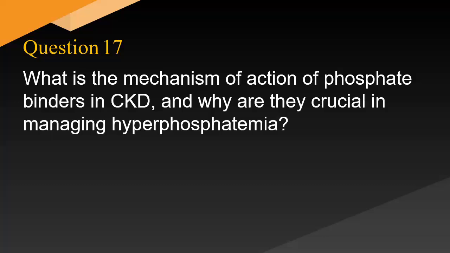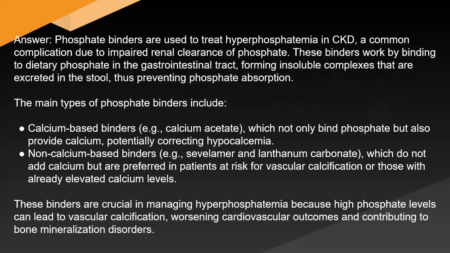What is the mechanism of action of phosphate binders in CKD, and why are they crucial in managing hyperphosphatemia? Answer: phosphate binders are used to treat hyperphosphatemia in CKD, a common complication due to impaired renal clearance of phosphate. These binders work by binding to dietary phosphate in the gastrointestinal tract, forming insoluble complexes that are excreted in the stool, thus preventing phosphate absorption.